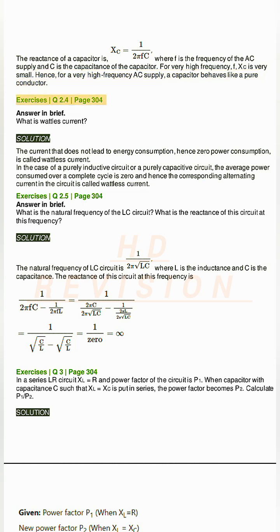Exercises Q2.4, page 304. Answer in brief. What is wattless current? Solution. The current that does not lead to energy consumption, hence zero power consumption, is called wattless current. In the case of a purely inductive circuit or a purely capacitive circuit, the average power consumed over a complete cycle is zero, and hence the corresponding alternating current in the circuit is called wattless current.